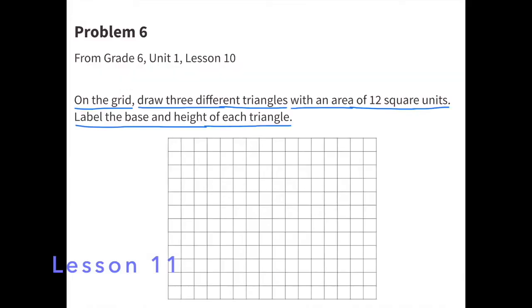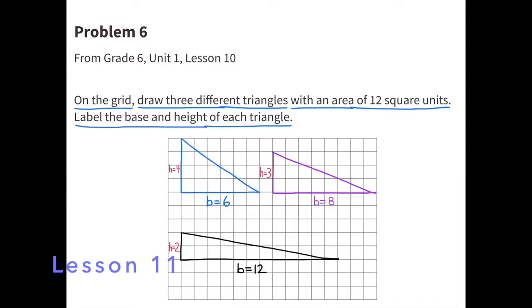Number 6. On the grid, draw 3 different triangles with an area of 12 square units. Label the base and height of each triangle. The first one has a base of 6 and a height of 4. Half of 6 is 3. 3 times 4 is 12.